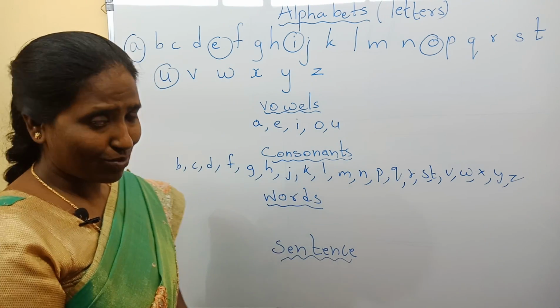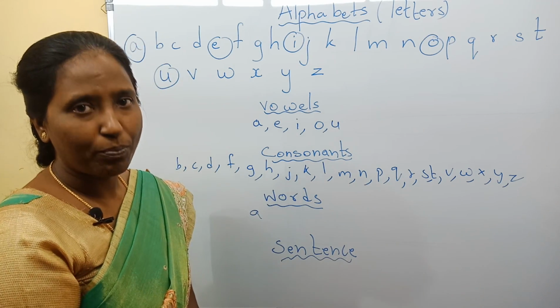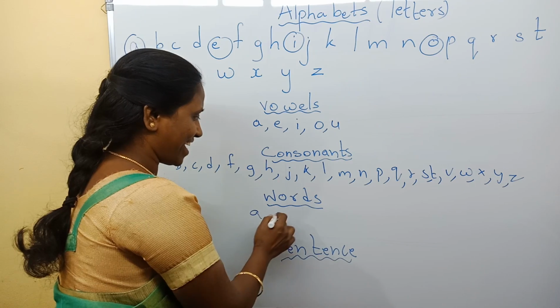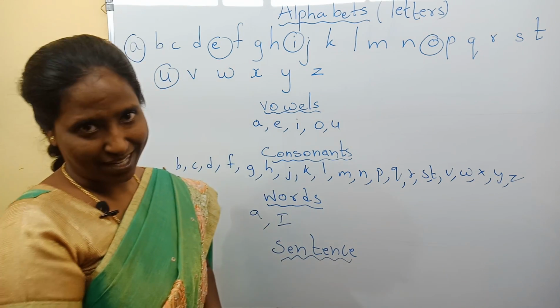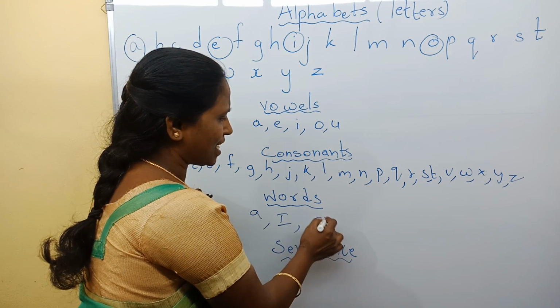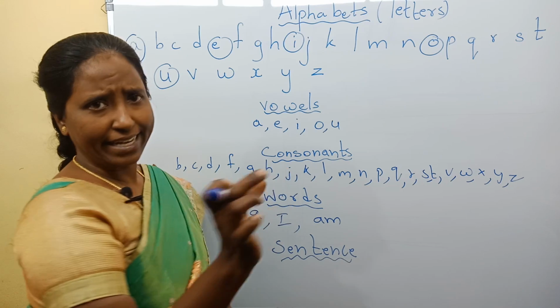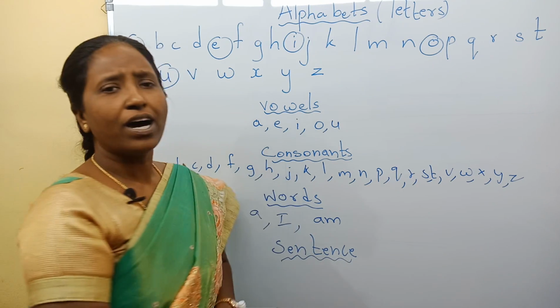One letter word. What is one letter word? A. I have a pen. I am a teacher. These are one letter words. 2 letter words: am. This is a letter, this is a letter. 2 letters combined to form a word.